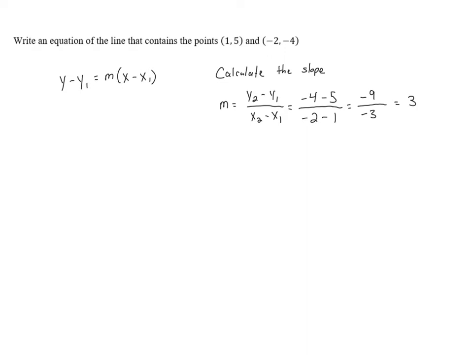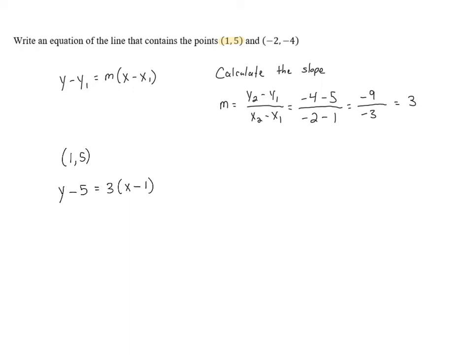And I want to go through this problem twice. I want to show that either point is going to give us the same answer. So let's start using the first point, (1, 5). So we've got y minus y1, which in this case is 5, equals m, the slope we figured out was 3, times x minus x1, which in this case is 1.